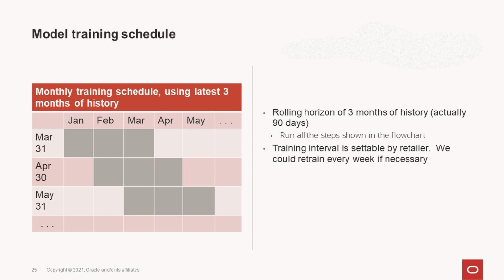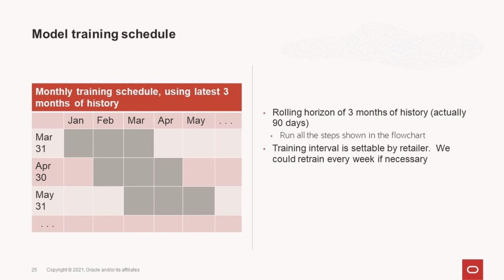Because we're not training all that many models, we simply retrain on a regular basis. That's our approach to refreshing, and it works for us because we don't have that many models, so it doesn't take that long. We use a rolling horizon of 90 days, which is 3 months, as shown in this diagram.